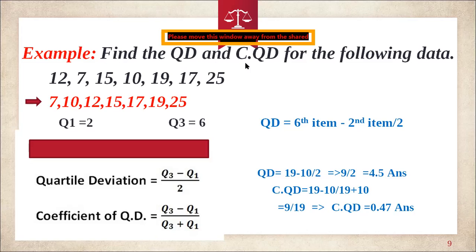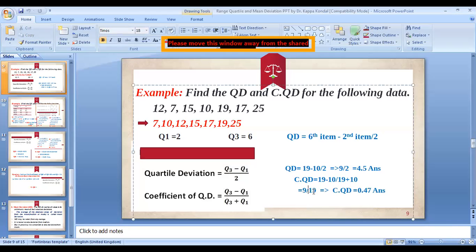Then comes the coefficient of quartile deviation. The formula is Q3 minus Q1 divided by Q3 plus Q1. So here the coefficient of QD is 19 minus 10 divided by 19 plus 10. 19 minus 10 is 9. 19 plus 10 is 29. Sorry, I made a mistake, just a minute. 29. So 9 divided by 29, and the answer is about 0.31.